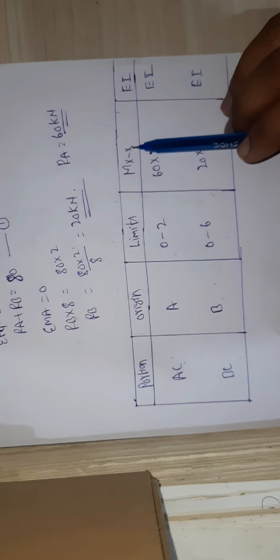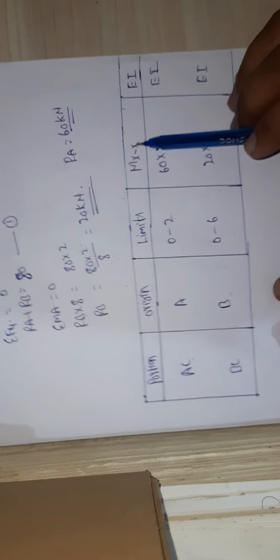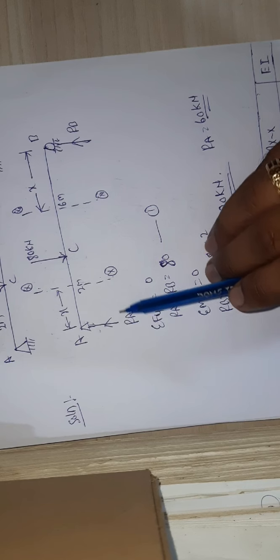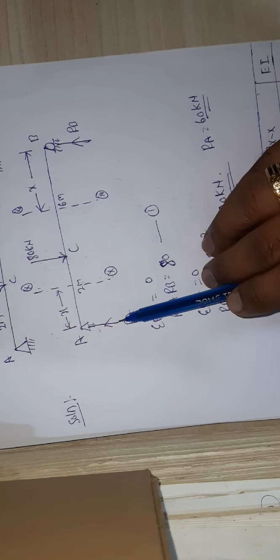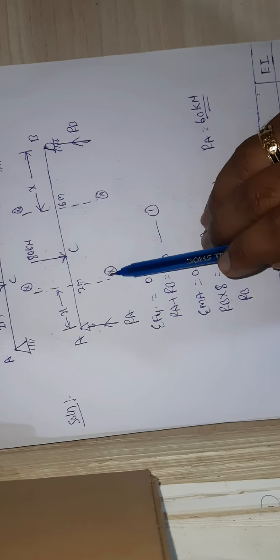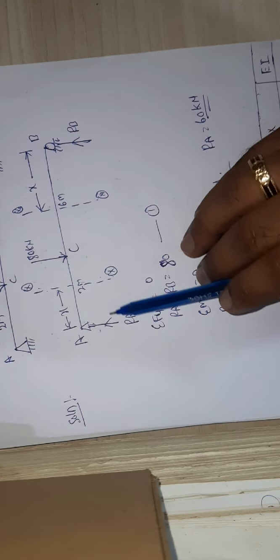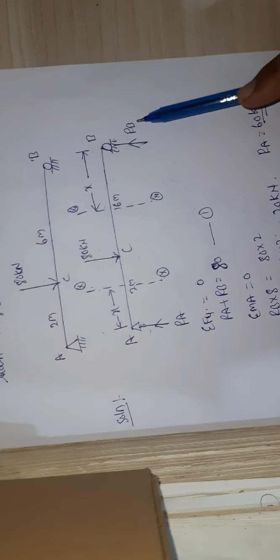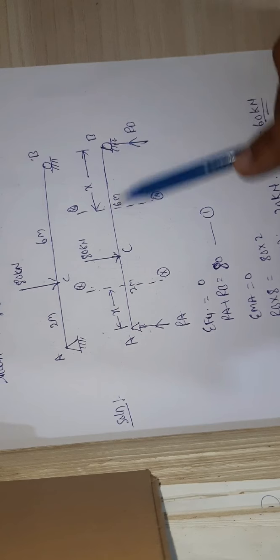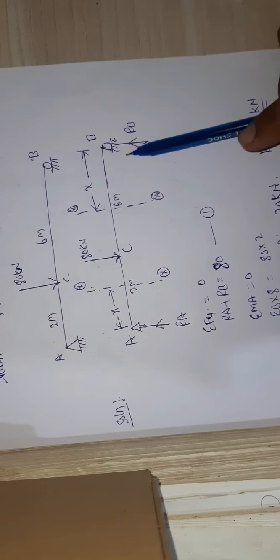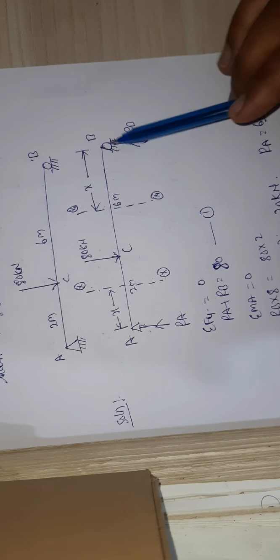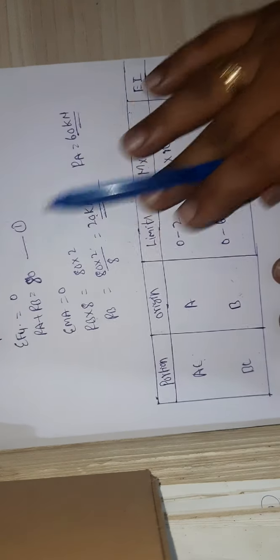Okay, now the moment at the x-axis. What is the moment at the x-axis? So here you can check: Ra into x, force into perpendicular distance. For the AC portion, Ra into x. What is Ra? 60 kilonewton, so 60 into x. Similarly, for the BC portion, the moment is Rb into x. What is Rb? 20 into x. Same thing I have written here, guys.